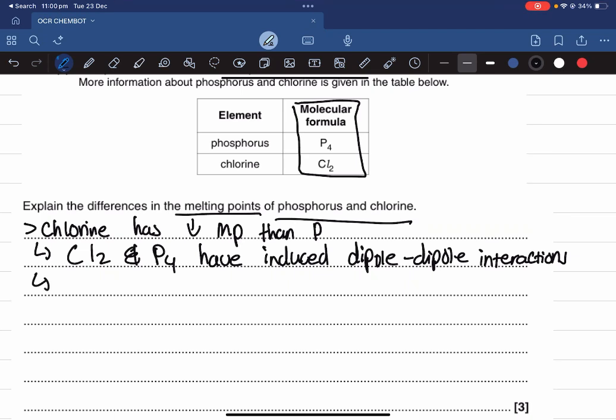Now, I also can see from this table here that phosphorus exists as P4, whereas chlorine exists as Cl2. Therefore, I can tell that phosphorus will have more electrons. Now, I can also back this up by looking at the periodic table as well. But from the molecular formula, we can immediately see that phosphorus will have more electrons. So I can point that out too.